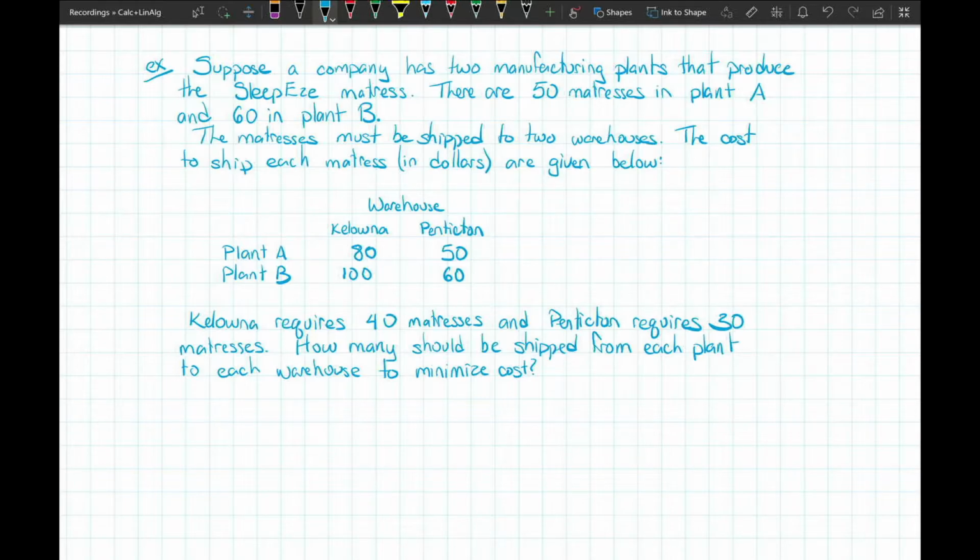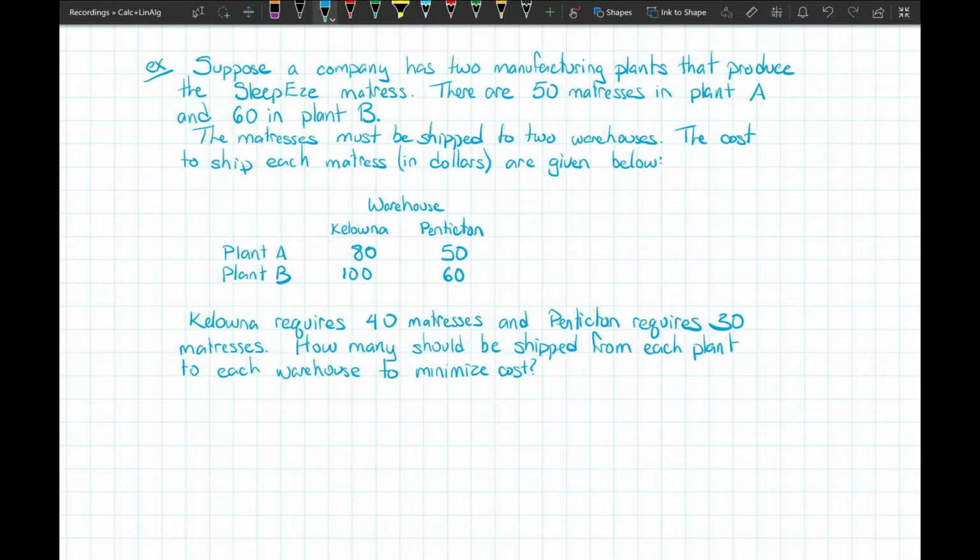It's pretty obvious in this case that this is a minimization type of problem. We want some sort of quantity to be as small as possible, and that quantity is cost. So we can make some sort of objective. And you can also see that there are some constraints for this problem. Well, first of all, there's only so many mattresses in each plant to be able to ship. And we need to somehow divide those up into Kelowna and Penticton. And we can't just invent new mattresses, so we'll have some sort of constraints there.